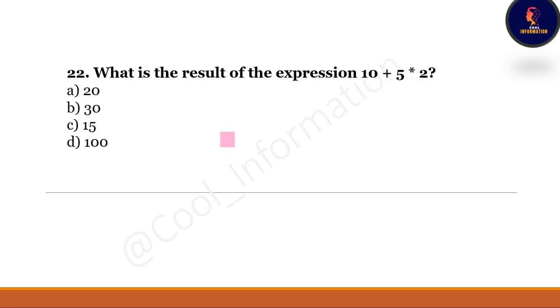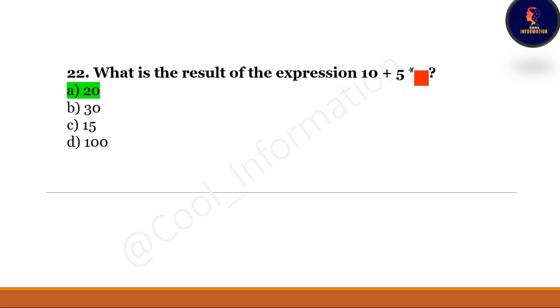Now you people will think that this is a question of basic math, but no, this is a question of JavaScript only. These questions will be solved if you know the precedence of the operator. The precedence of the multiplication operator is higher than the precedence of the addition operator. So first we will multiply these two numbers, 5 into 2, it will be 10, and then we will add 10 to 10. So 10 plus 10, it will be 20. So 20 will be the correct option.